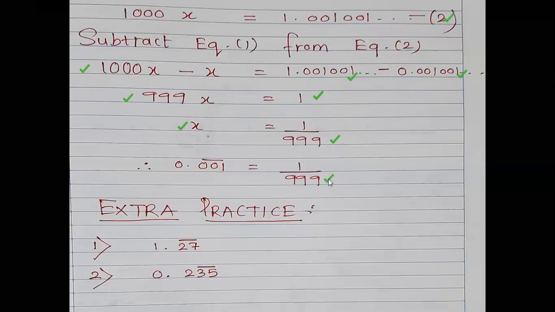My dear students, this can be better achieved only with more practice. So kindly practice well the questions which I have solved over here, and also practice some more extra questions. Kindly express the following numbers in the form of P upon Q. The numbers are 1.27 bar, and the bar is on 27. The second question is 0.235 bar, and the bar is on 35.